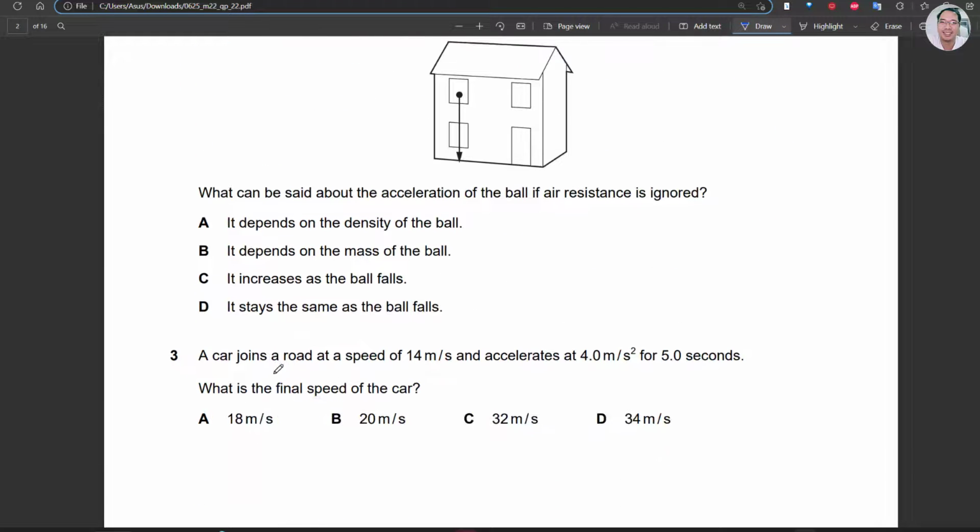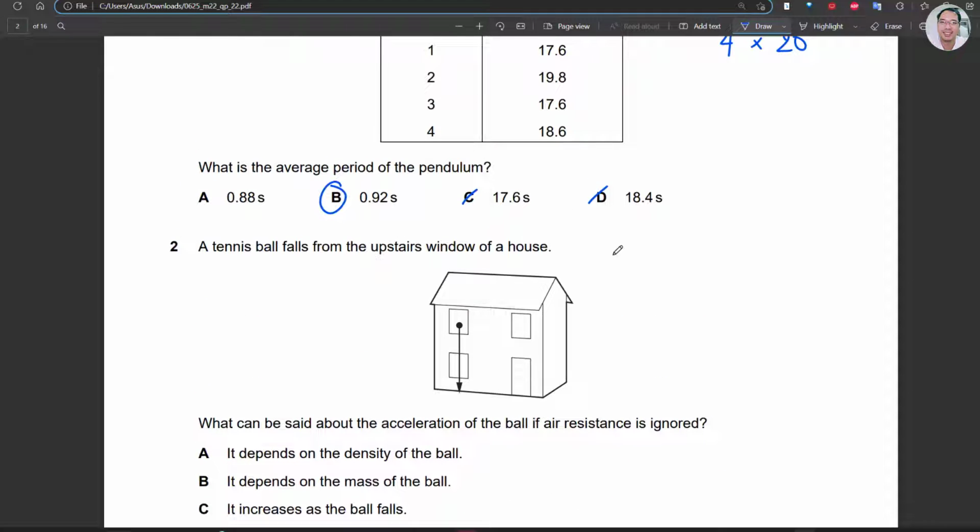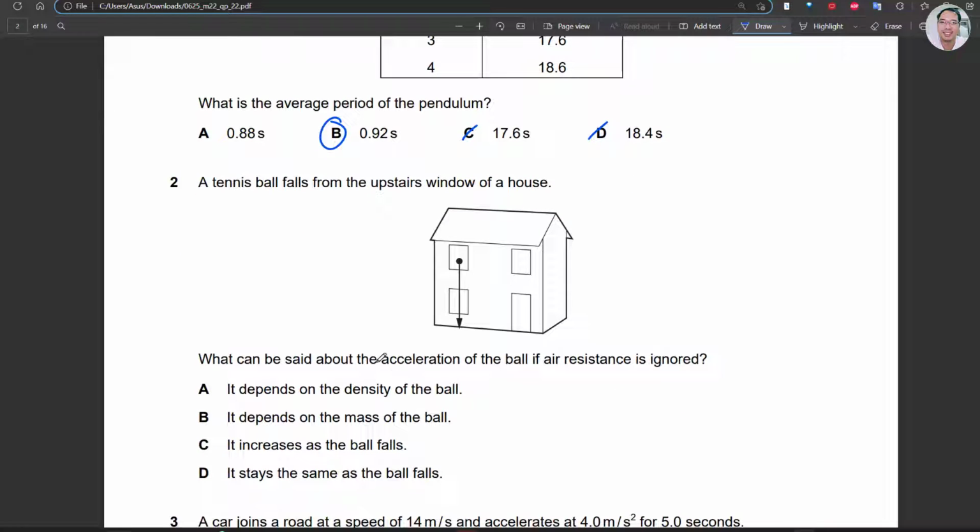The tennis ball falls from the upstairs window of a house. What can be said about the acceleration of the ball if air resistance is ignored? I think it stays constant. Yes, the same, which is 9.8 meters per second squared, the free fall acceleration.